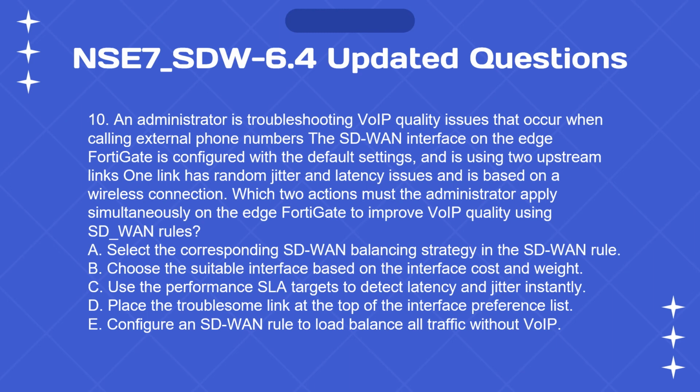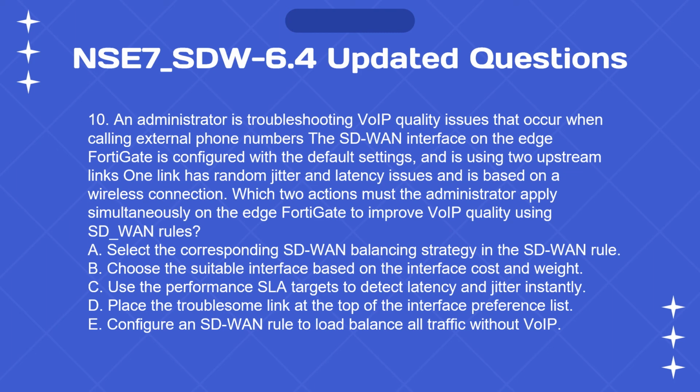Which 2 actions must the administrator apply simultaneously on the edge FortiGate to improve VoIP quality using SD-WAN rules? A. Select the corresponding SD-WAN balancing strategy in the SD-WAN rule. B. Choose the suitable interface based on the interface cost and weight.